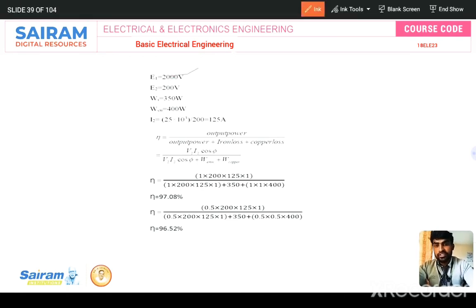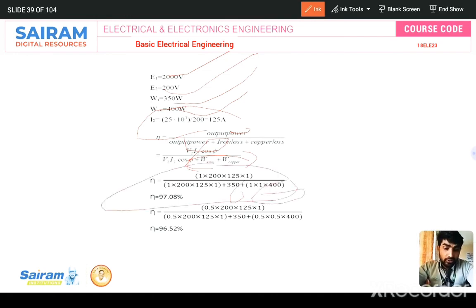Okay, so E1 is given, E2 is given, Wi is given, Wc is given, right? How to calculate I2? I2 is equal to kVA rating into 1000 divided by V2. Otherwise, if you want I1, it is kVA rating divided by V1 voltage. So if you want to calculate efficiency, it is output power divided by output power plus iron loss plus copper loss. Already they have given the data, so just substitute iron loss and copper loss. Efficiency we got as 97.08%, and efficiency for half load we got 96.52%.